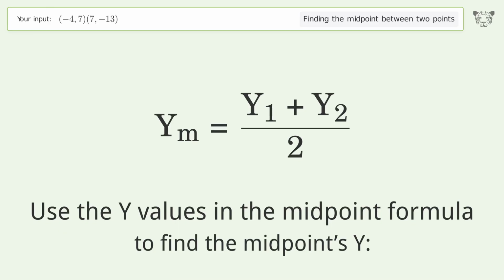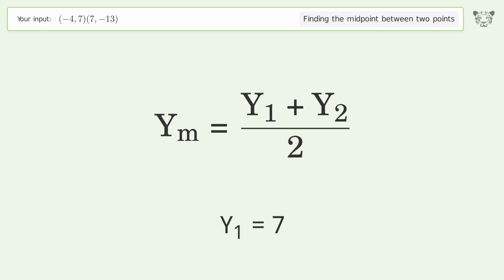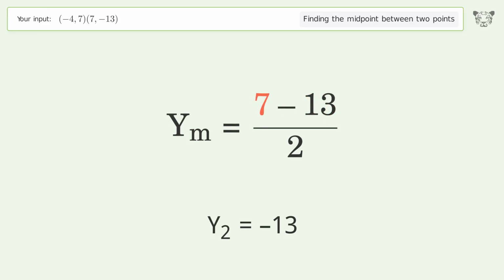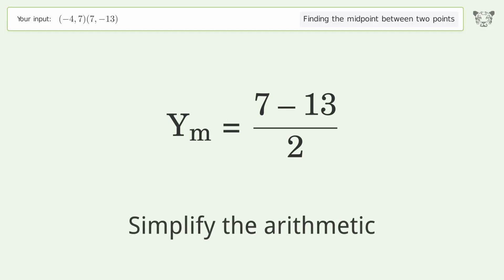Use the y values in the midpoint formula to find the midpoint's y. y1 equals 7. y2 equals -13. Simplify the arithmetic.